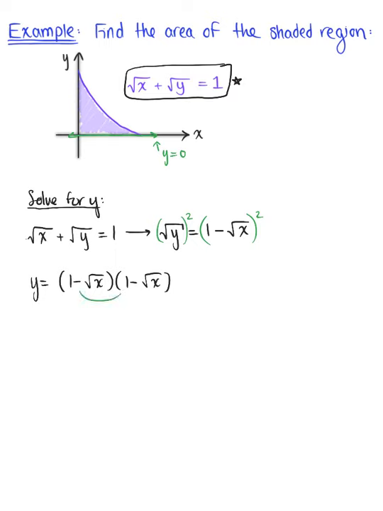And if we FOIL this out, we are left with something we can integrate. So we FOIL this out, and it leaves us with 1 minus 2 times the square root of x plus the square root of x squared, which is just x. So our upper bounding curve is y is equal to 1 minus 2 times the square root of x plus x.